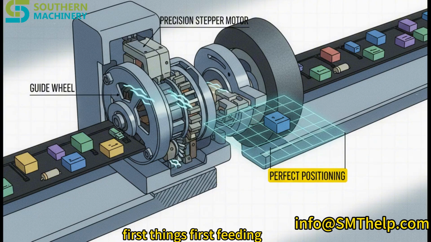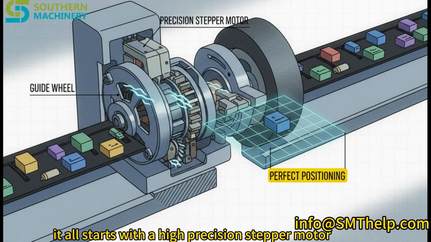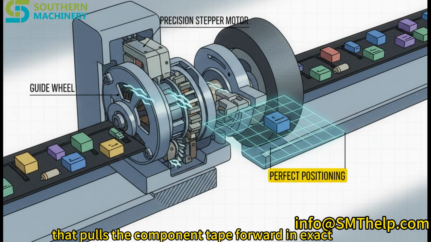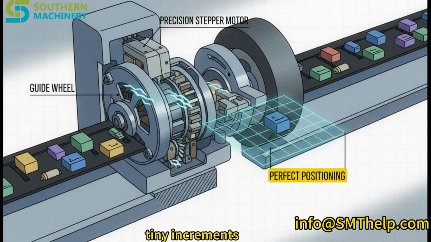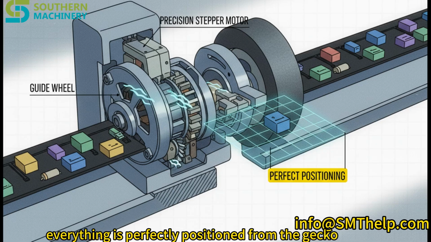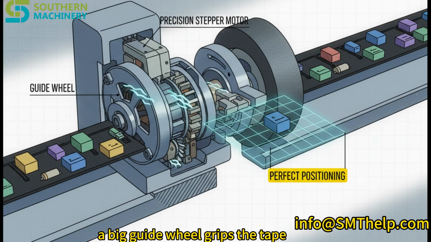First things first, feeding. It all starts with a high-precision stepper motor that pulls the component tape forward in exact tiny increments. And this isn't just any motor. Its accuracy is what guarantees everything is perfectly positioned from the get-go. At the same time, a big guide wheel grips the tape so it travels smoothly, with no jams. See? Precision starts right here at step 1.